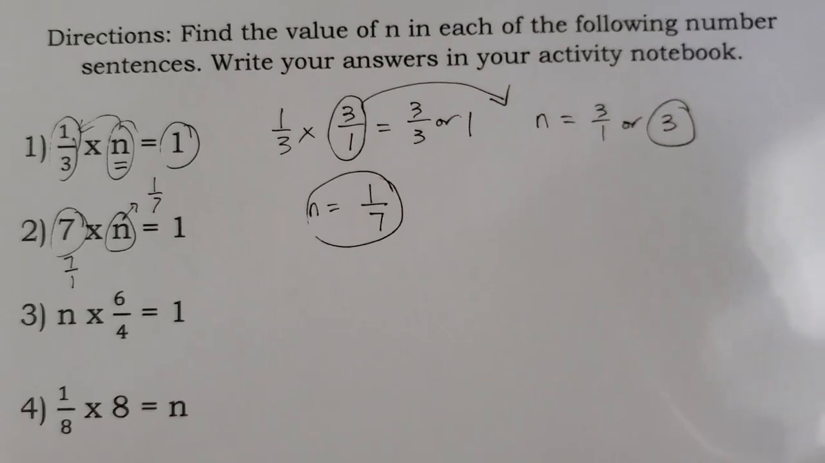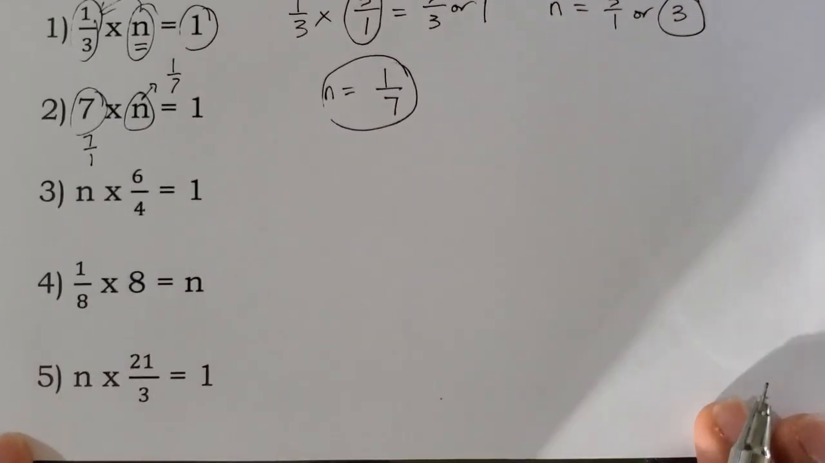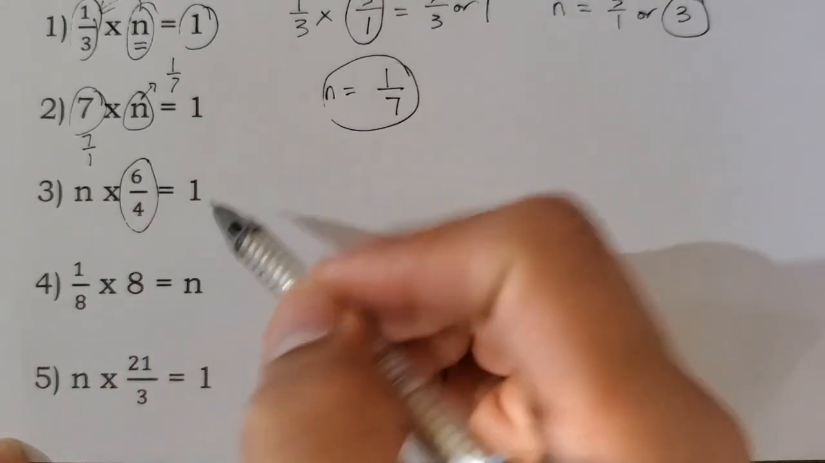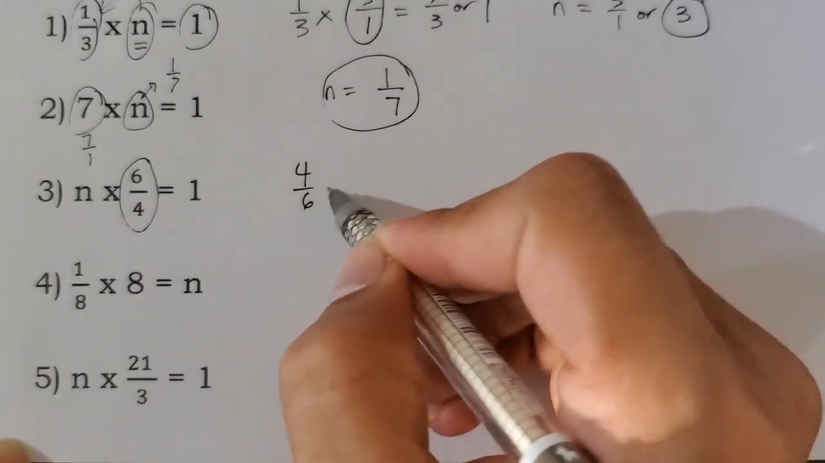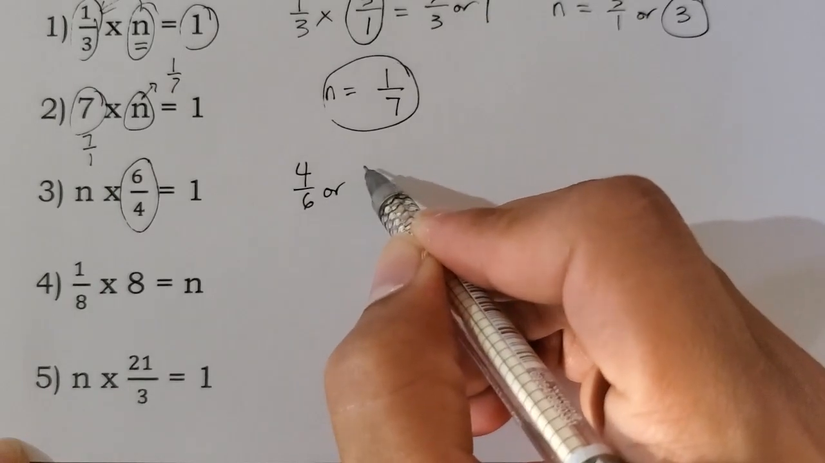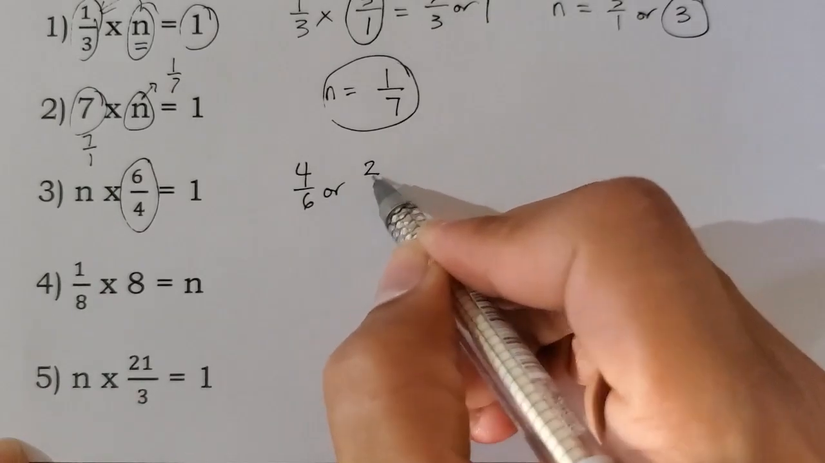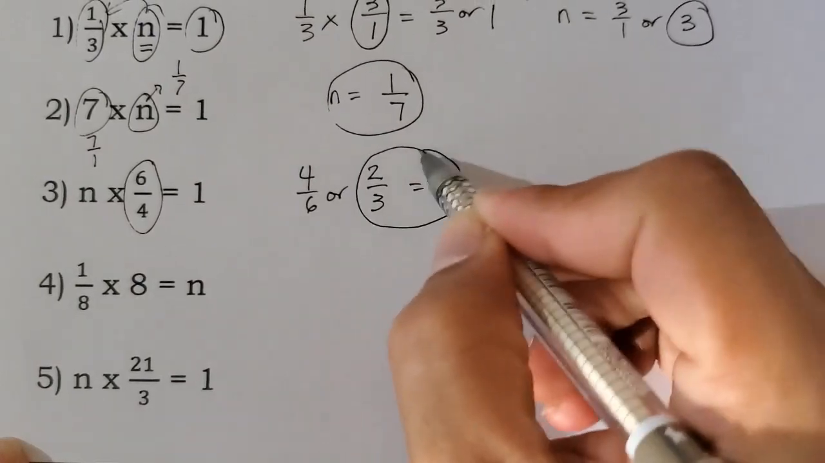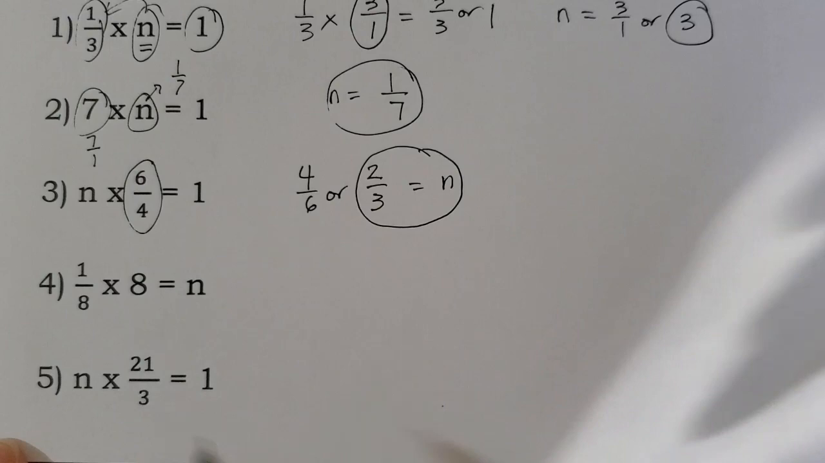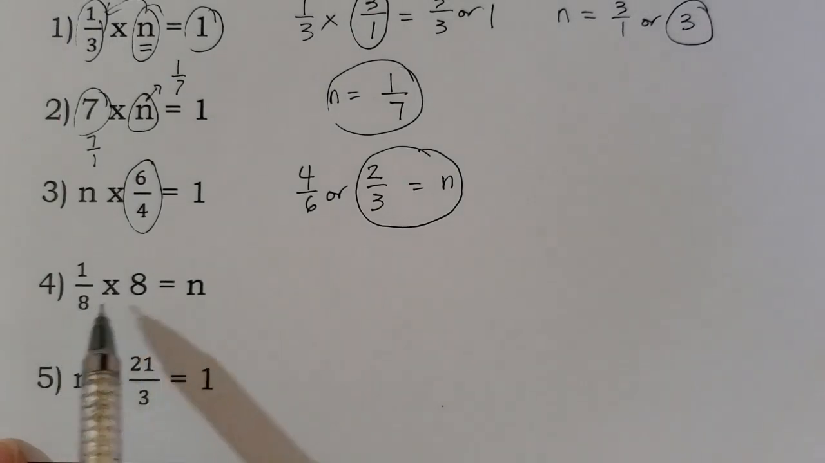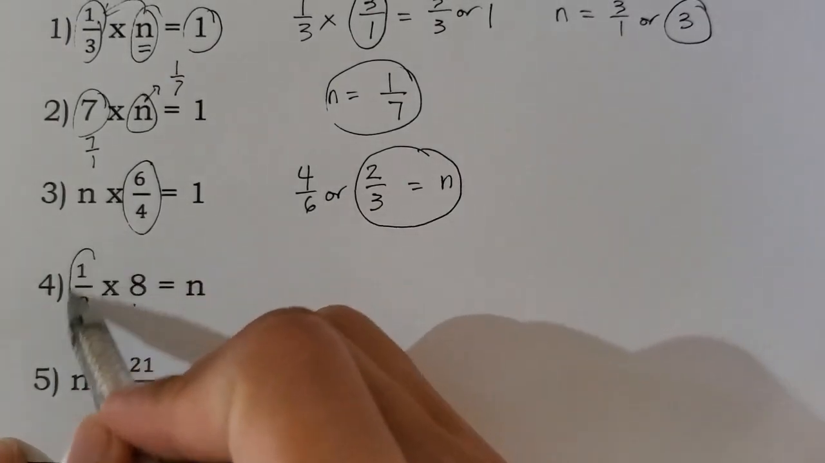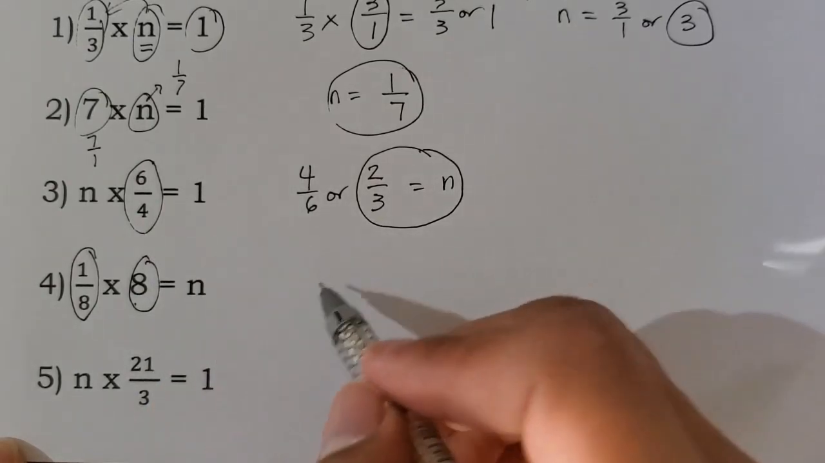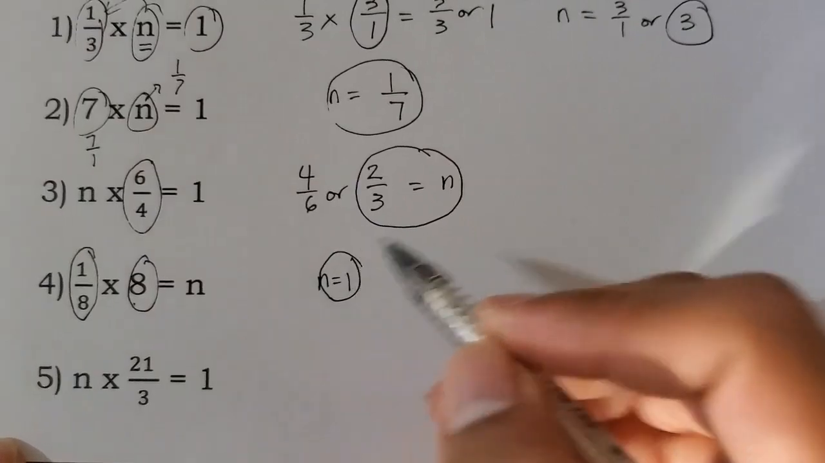And of course, for item number 3, the reciprocal of 6/4 is 4/6. Or this could still be written in simplest form, which is equal to 2/3. So n is equal to 2/3. And finally, what's the product of 1/8 times 8? Remember that 1/8 is the reciprocal of 8. Therefore, the value of n is equal to 1.